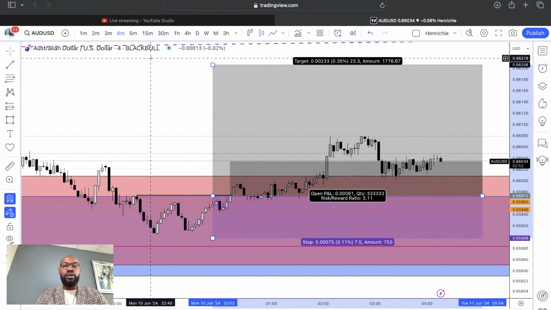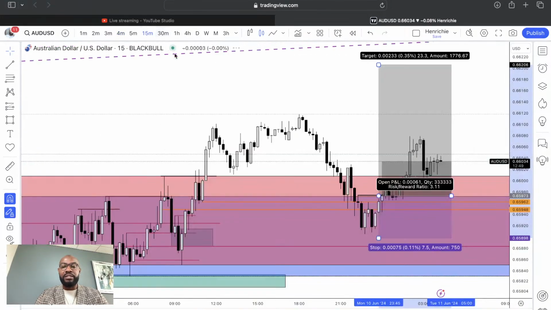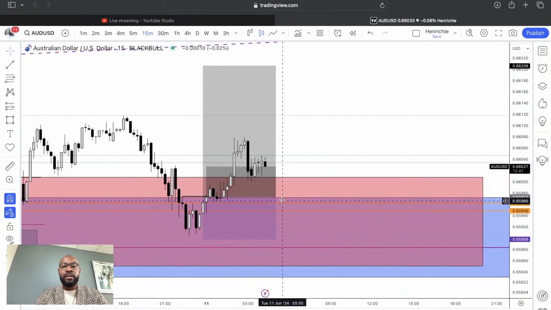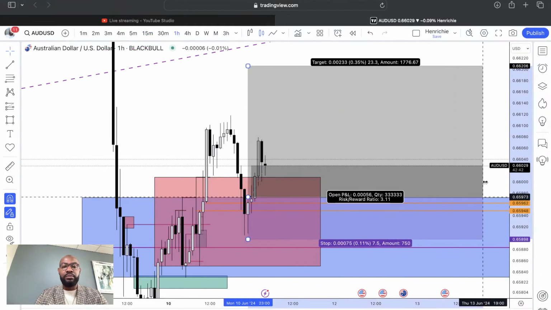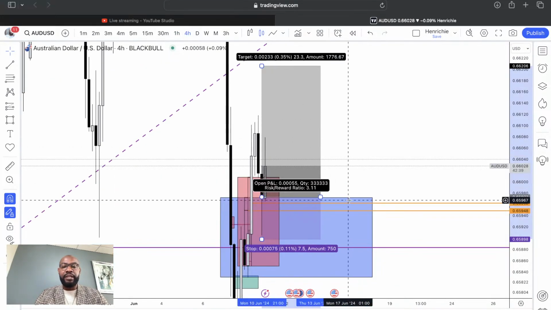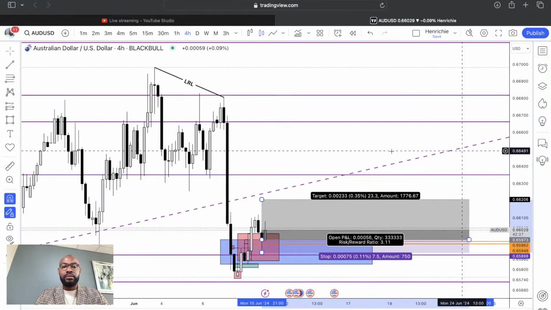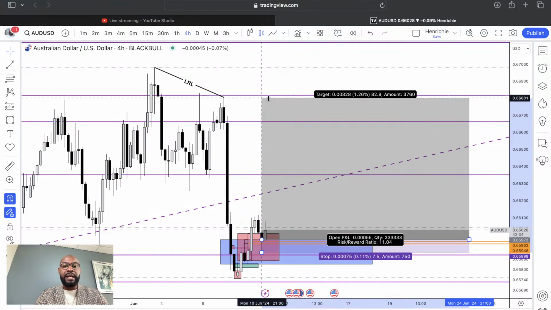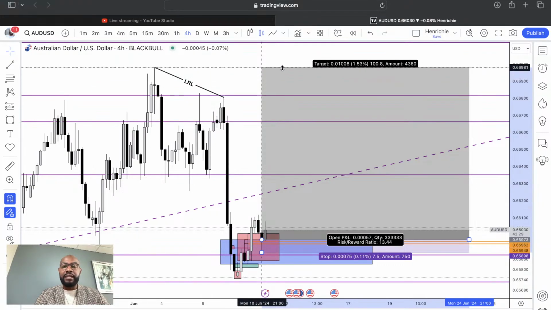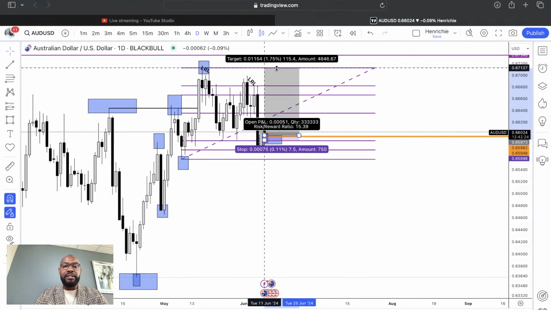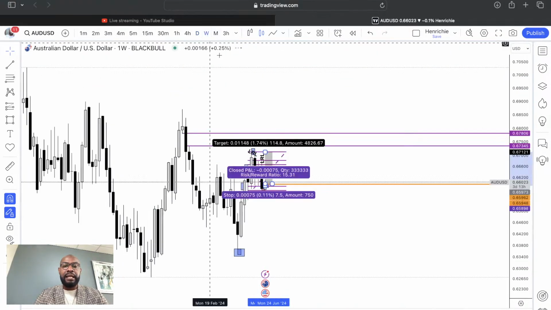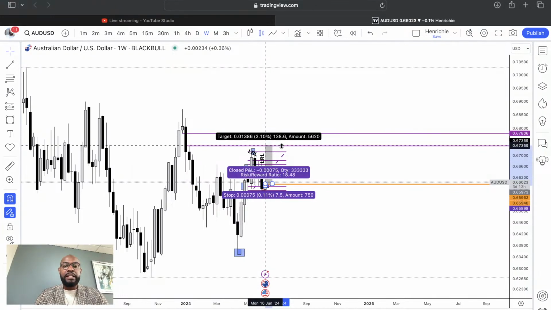My overall draw on liquidity is on the bigger time frame. So we'll start to scale down to the bigger time frame. We'll go to 1-hour time frame, go to 4-hour time frame. Right here will be my first take profit position, which is a 1:11. Right here will be my second take profit position, 1:13. And right here would be the third position, 1:15. And my overall take profit position is right here, 1:18.